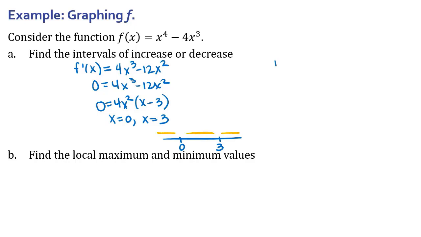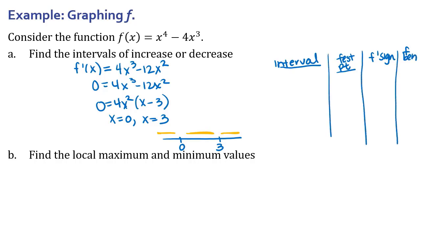If I was creating my table, you're going to have your interval, your test point, the first derivative sign, and then the behavior. I'm going to run out of space. All right, so the first interval is from negative infinity to 0. For a test point on there, let's do negative 1.